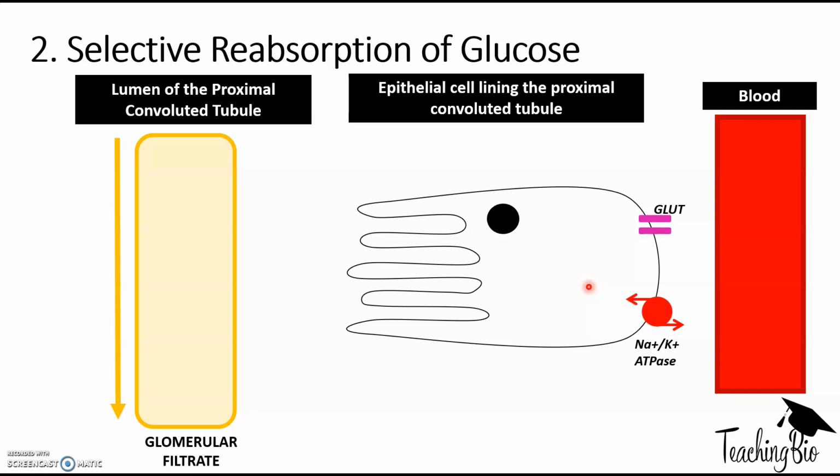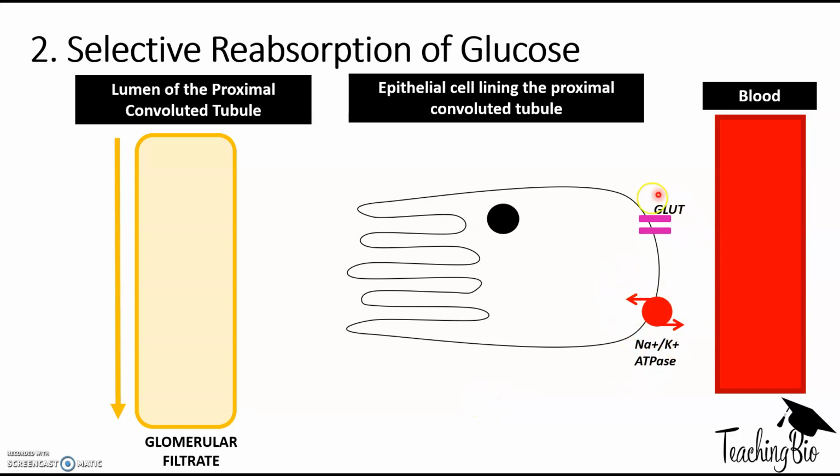So this is a diagram showing the layout of the cellular structure at the proximal convoluted tubule. So this is the lumen of the PCT. Okay, so this is after Bowman's capsule. We've moved all that stuff out and we've got it here. And these are the epithelial cells that will be lining the surface of the PCT.